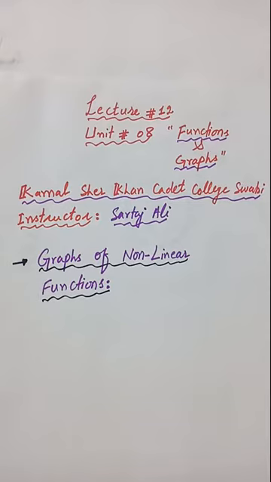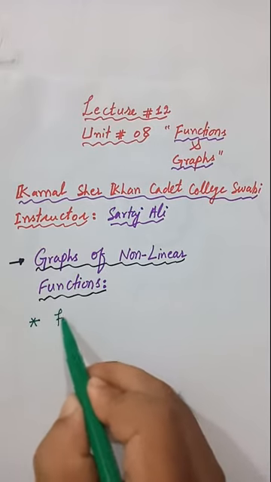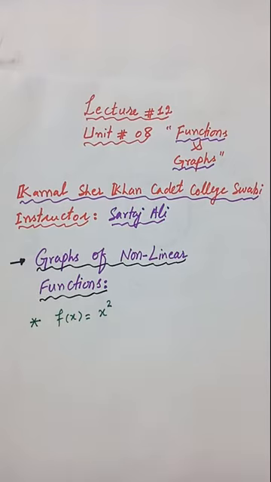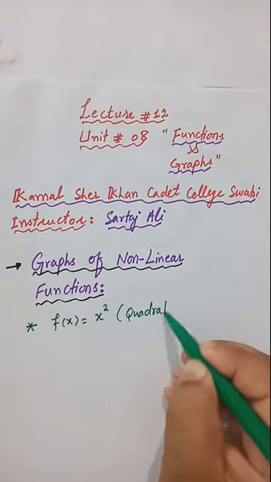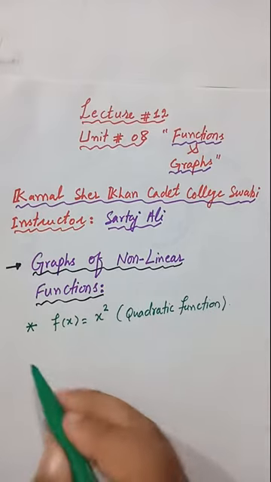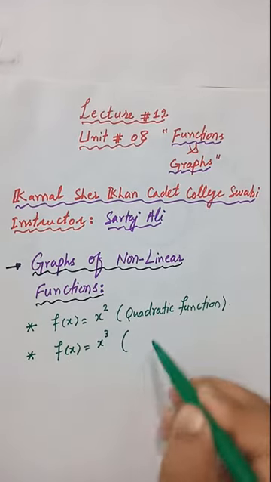In this video lecture, we will discuss the graphs of non-linear functions. The non-linear functions for which we will sketch the graph are f of x is equal to x square. You see that the power of the variable is 2, so this is not linear, so this is non-linear. We will discuss the graph of this function. This is a quadratic function because the degree is 2. Then after that we will discuss the graph of f of x is equal to x cube. So this is a cubic function.